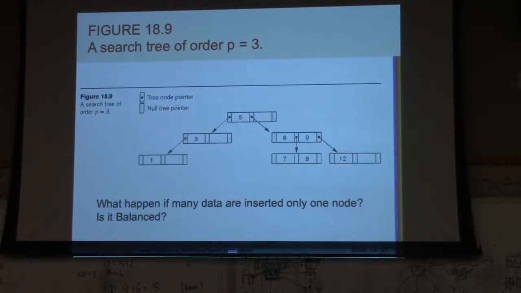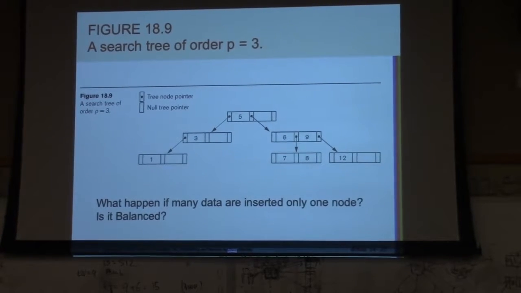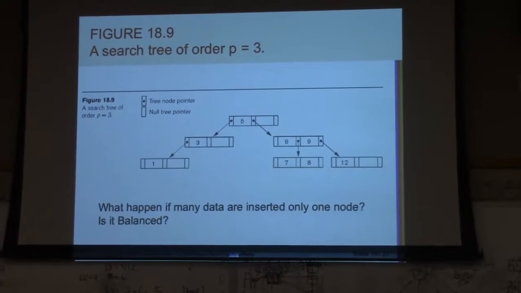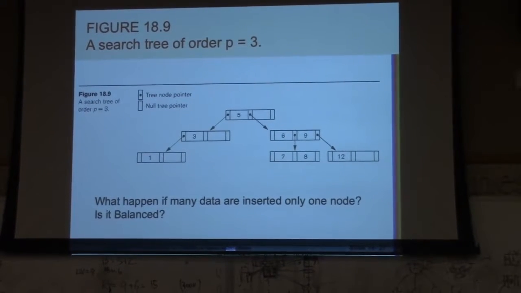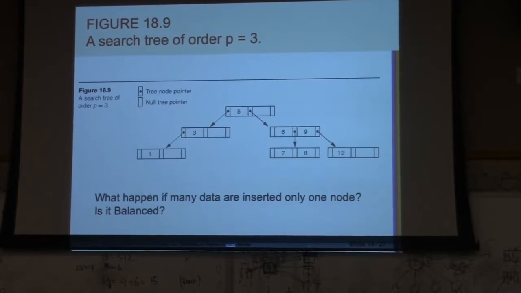Order. We are going to call the number of the children nodes the order. For example, if you allow 3 children, 1, 2, 3, then order P is equal to 3. Order means it's a degree. Degree means how many children you have.